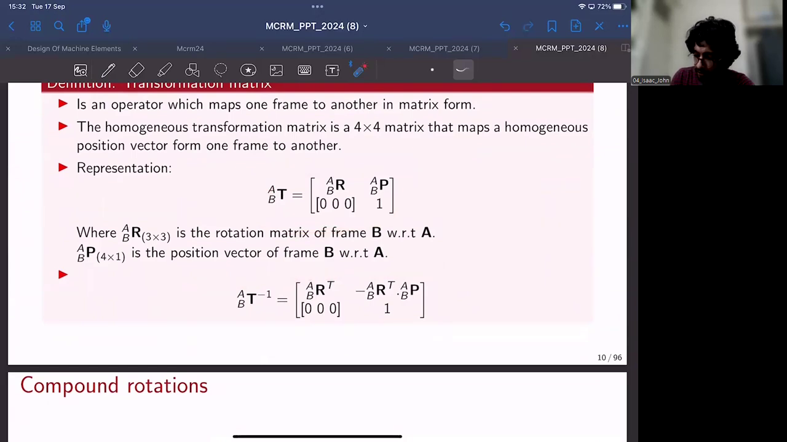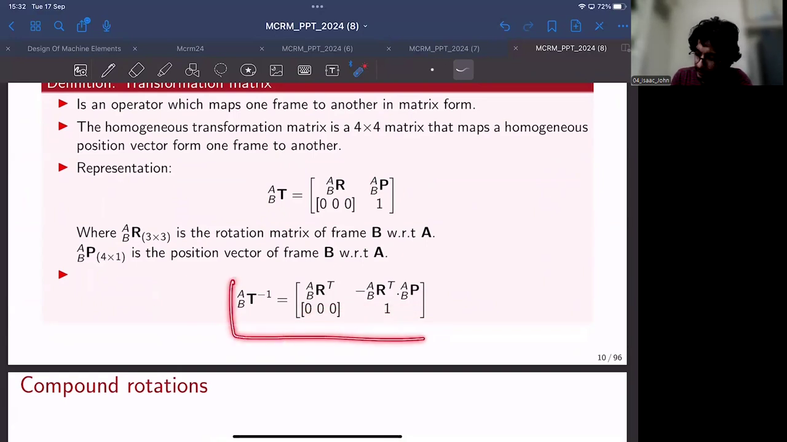The inverse of this matrix would be the inverse of the rotation matrix, and since the rotation matrix is orthogonal, its inverse is nothing but its transpose. And the inverse of the position element would be minus ARB transpose APB, and the final row would still be 0, 0, 0, 1.